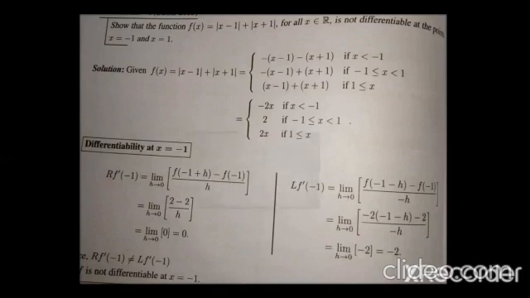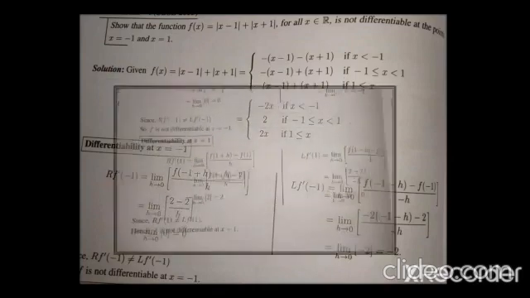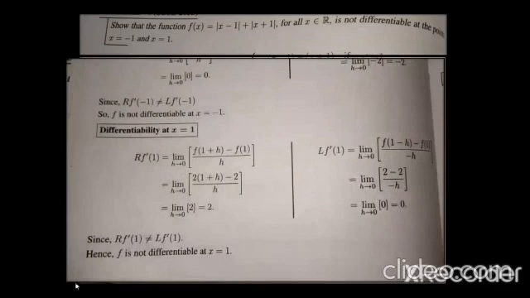Now we have to check the differentiability at x equal to 1. First of all, we need to apply the formula for the right hand differentiability at x equal to 1. We can write this as the limit h tends to 0 of f of 1 plus h minus f of 1 upon h. If I am writing 1 plus h, it means we have to put the value of the function slightly more than 1. So we can easily look at it in the question.